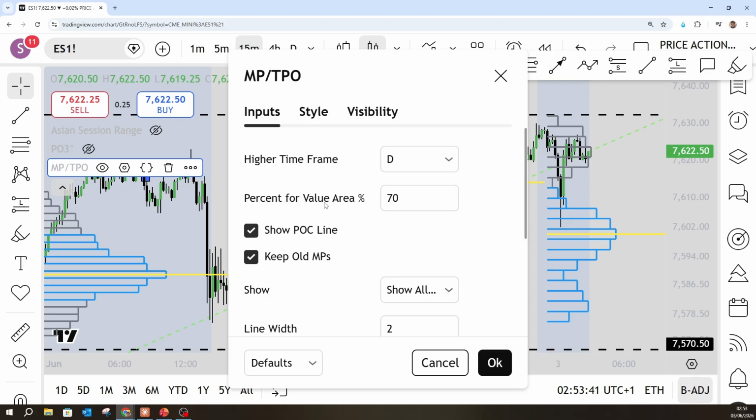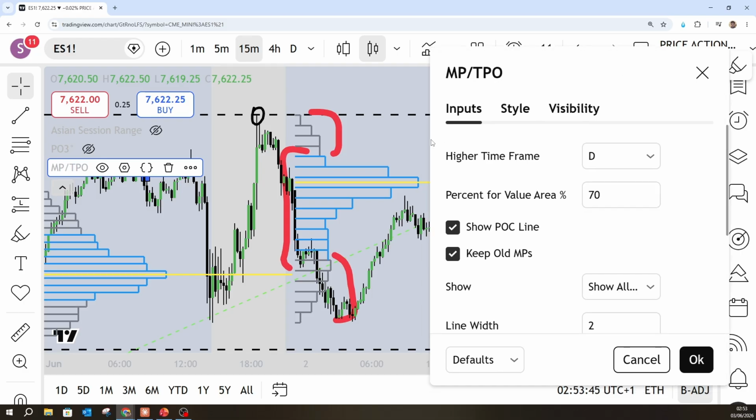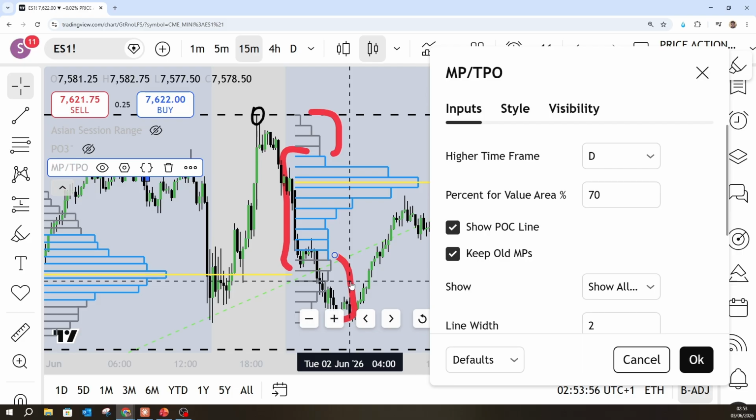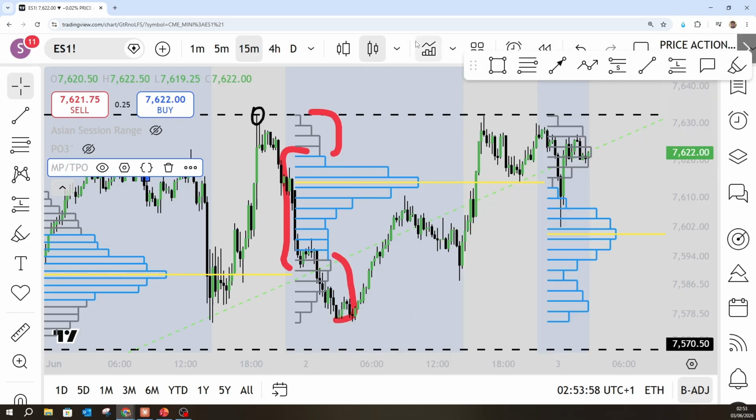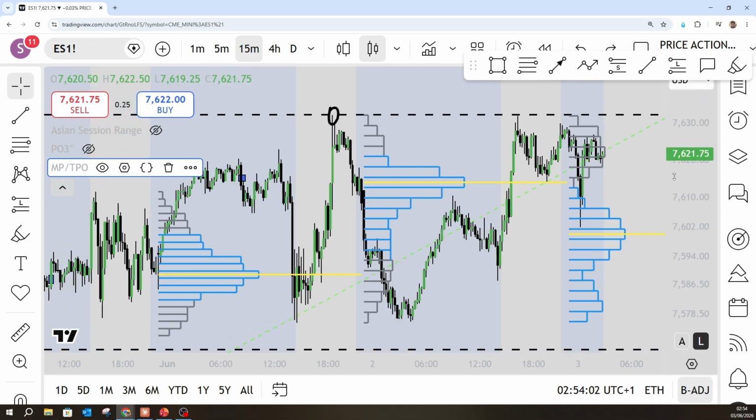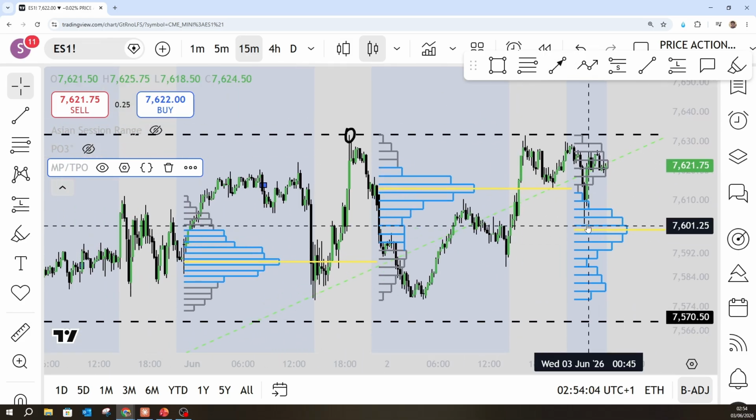You want the percentage of the value area to be 70. So what does this mean? It means the blue area represents 70% of the volume of the previous day. I'll break down what that means. And of course, the gray areas together represent only 30%. So you should understand simply that the blue area is the high volume area. That's all you want to understand.